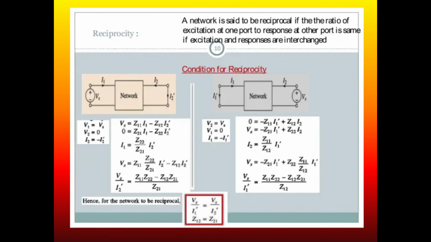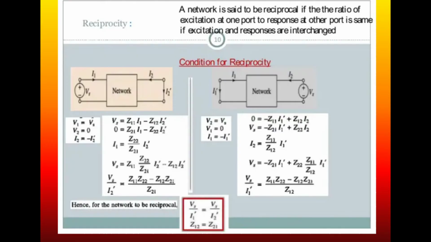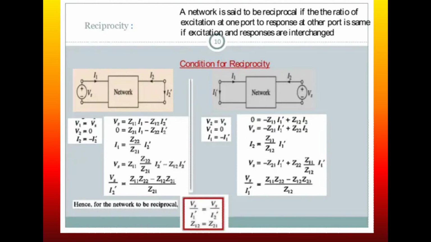For the reciprocity condition, a network is said to be reciprocal if the ratio of the excitation at one port to the response at the other port is the same if the excitation and response are interchanged. If you interchange the sources and get the same output, then the circuit is said to be reciprocal. So we have to obtain the condition for reciprocity.